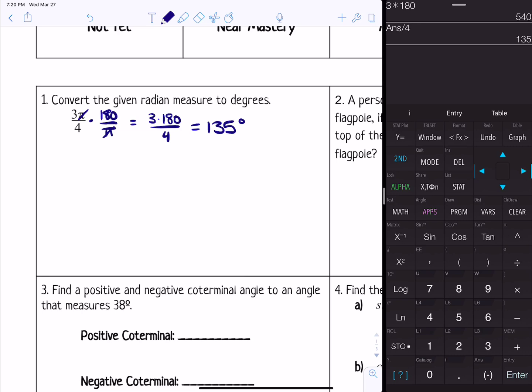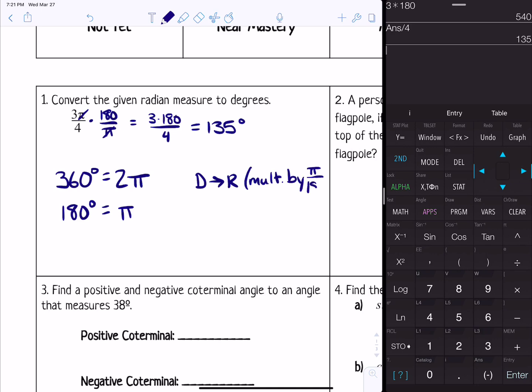So on your quiz, you will be asked to either convert from radian measure to degrees or from degrees to radians. If you remember from class, 360 degrees is equal to 2 pi radians, and 180 degrees equals pi radians. So if you want to go from degrees to radians, you multiply by pi over 180 and leave the pi as part of your answer. And if you want to go from radians to degrees, you multiply by 180 over pi, like we just did. All right, so that's what you'd want to know to be able to answer number 1 on your quiz.